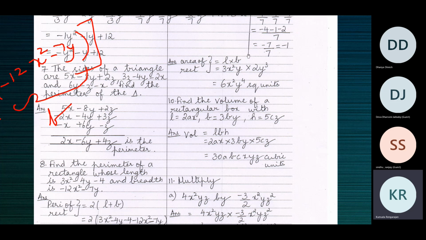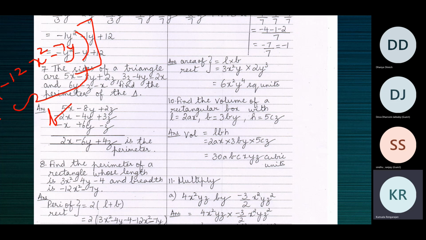Now, supposing we had to add 3x square y and 2y cubed. Supposing we had to add, we cannot add them because they're unlike terms. Why? Because their literal factors are different. Here it is x square y, here it is y cubed. If this is 3x square y, and here this was also 2x square y, 3x square y plus 2x square y is 5x square y. Addition, subtraction can be performed only with like terms, not with unlike terms. Unlike terms cannot be added or subtracted.